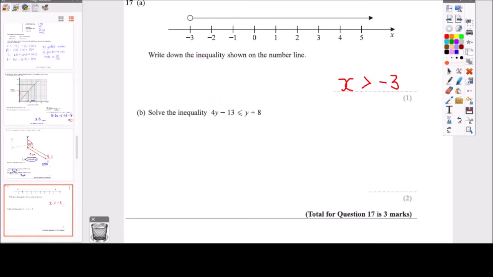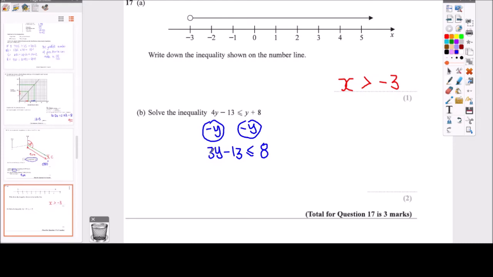Now for part B, solve this inequality. Now just do this like normal algebra as if it was an equal sign. So I'm going to take all my y's to the left hand side as that's got the greatest number of y's to start with. So I need to undo this plus y. So I'm going to take away y from both sides. So that gives me 3y minus 13 is less than or equal to 8.